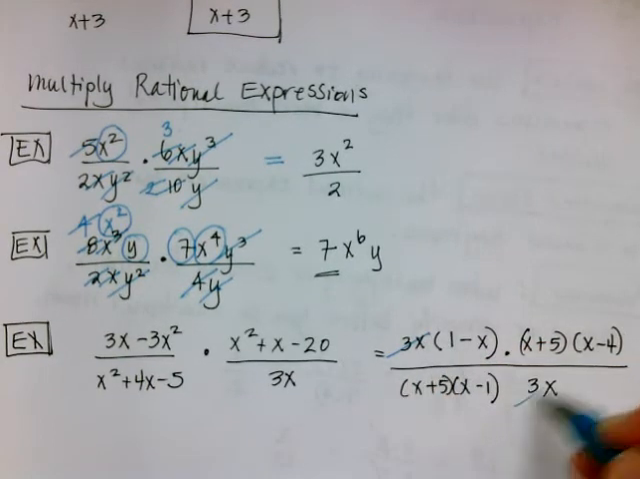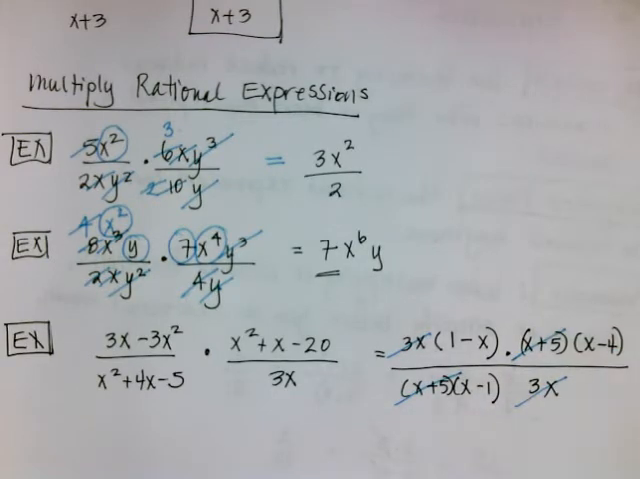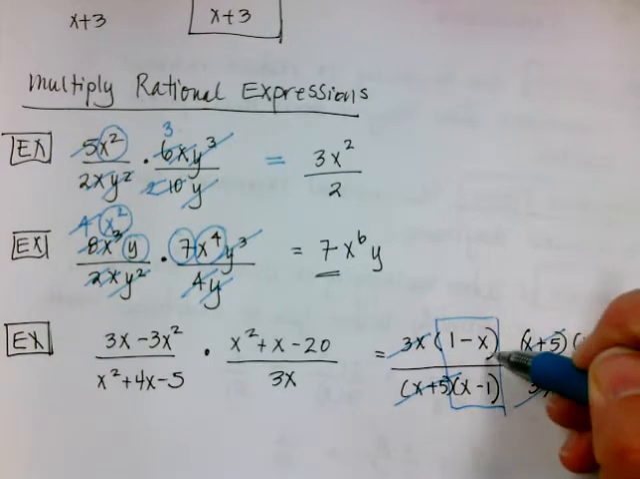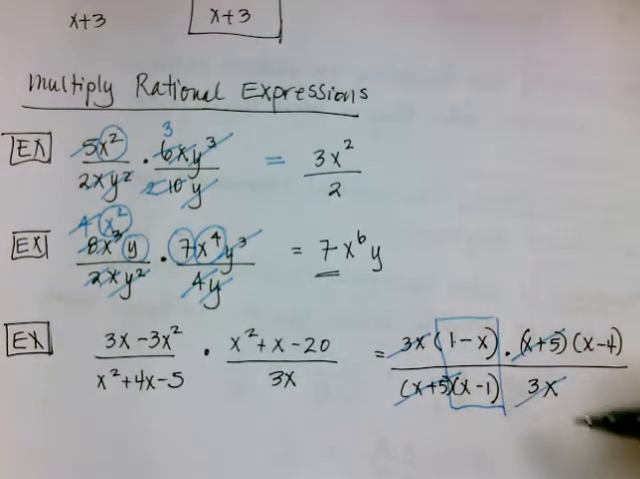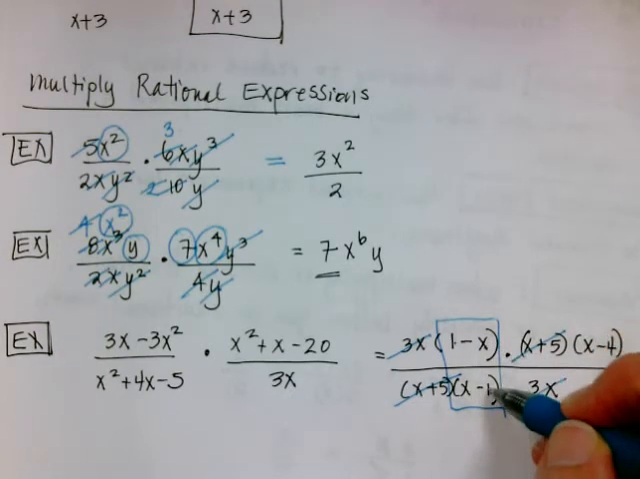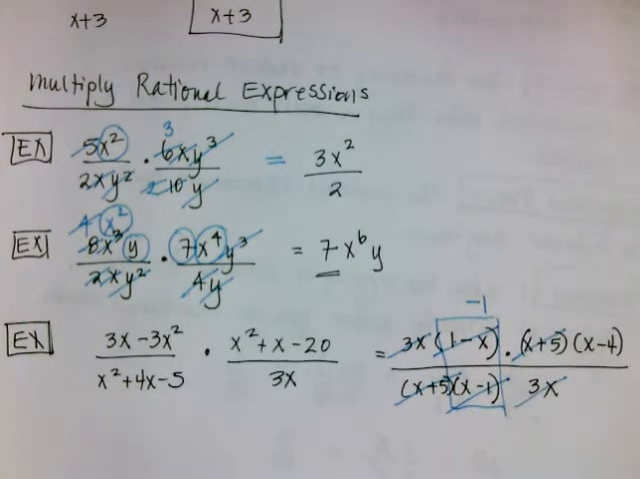The 3x and the 3x cancel. The x plus 5's cancel. Now let's talk about these two. Notice that in this one I have a negative x and a positive 1. And in this one I have a positive x and a negative 1. These two things are the exact opposite, so they actually cancel and leave a negative 1.